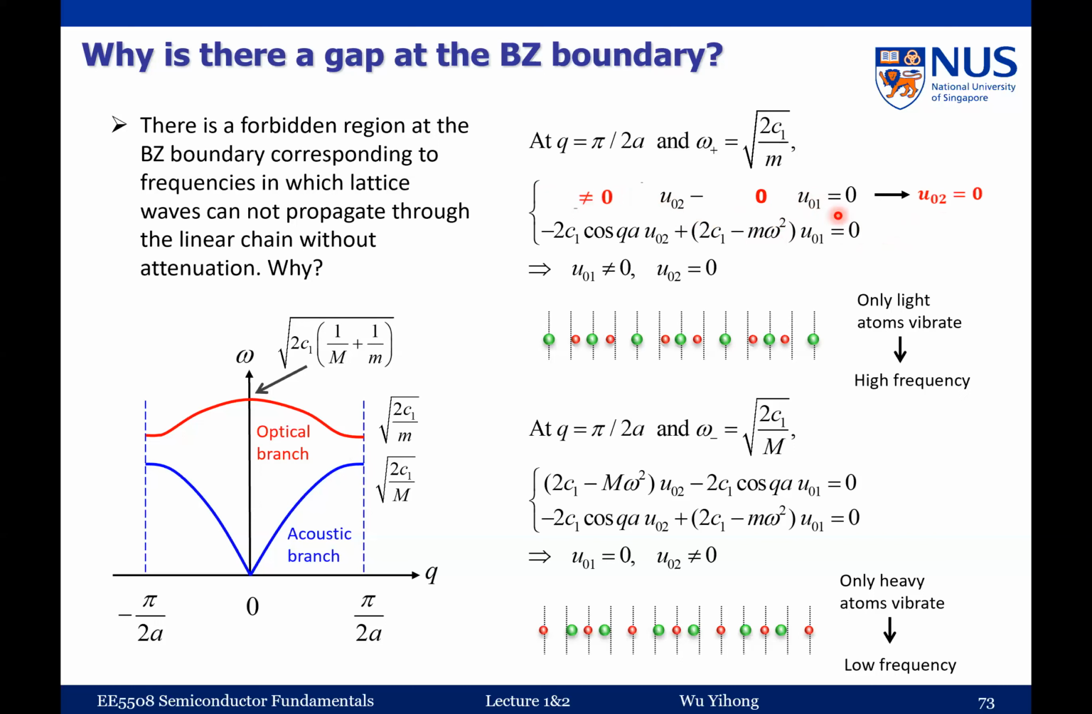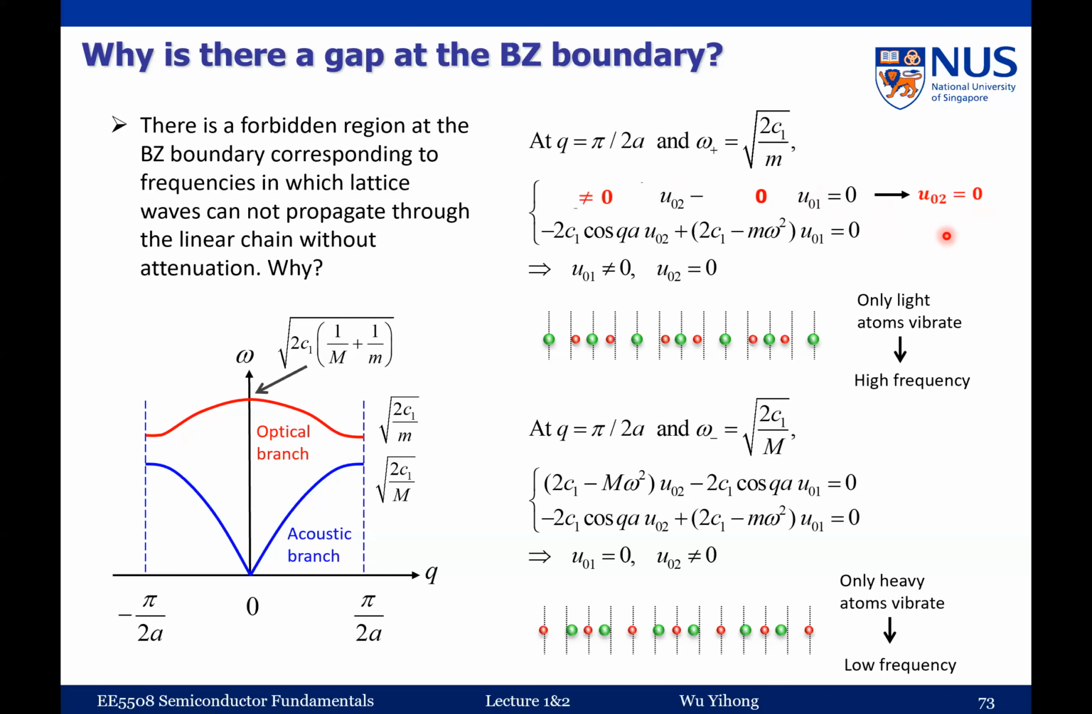Maybe I put it this way. Once you have this equation, if you solve this one, definitely you get U02 equal to 0, but U01 we do not know, right? So U01 can be 0 or non-zero.